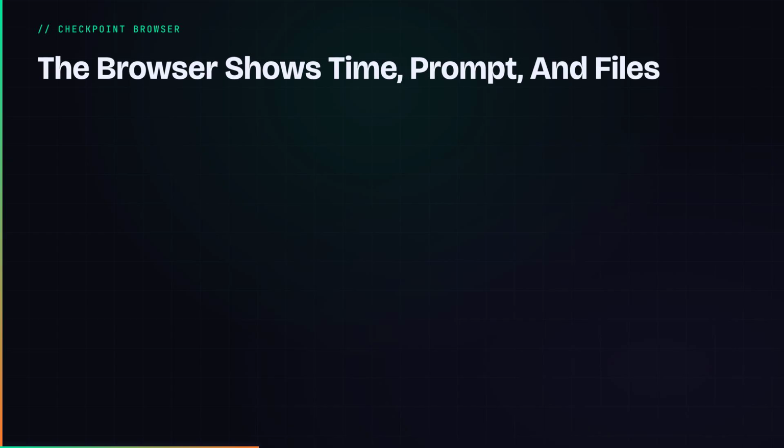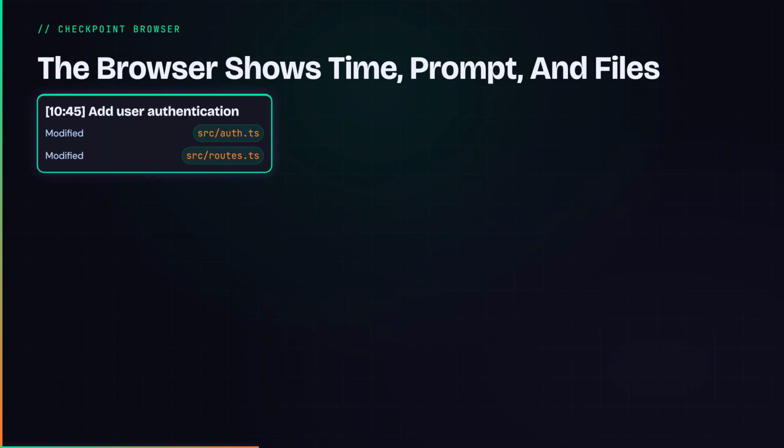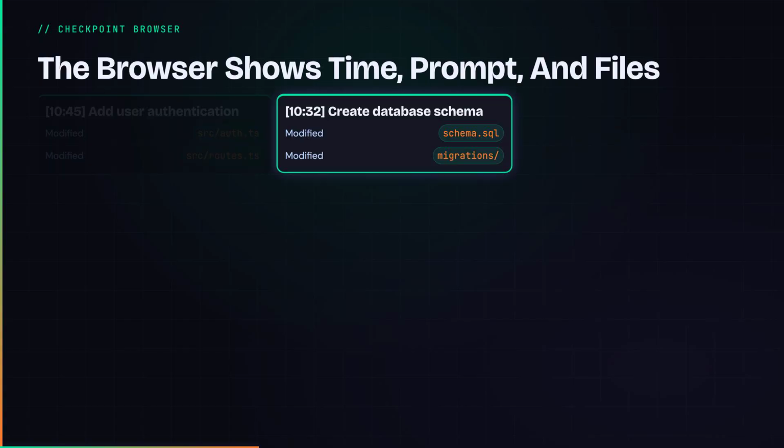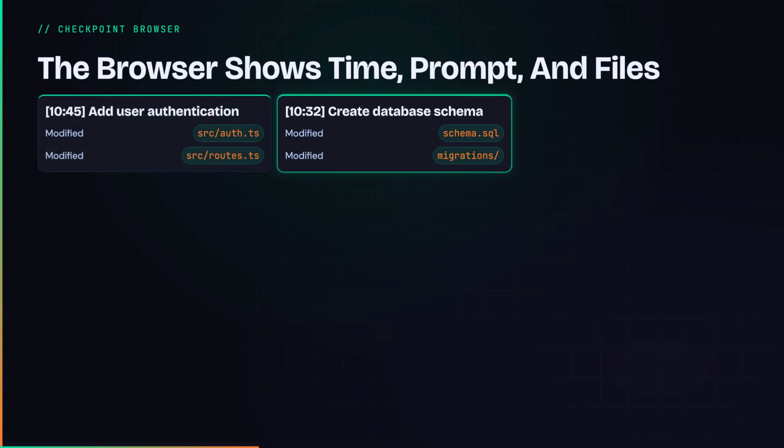The browser is not abstract. It shows you when the moment happened, what you asked, and which files changed. At 10:45, the example shows add user authentication. The changed files are src/auth.ts and src/routes.ts. At 10:32, the selected point is create database schema.